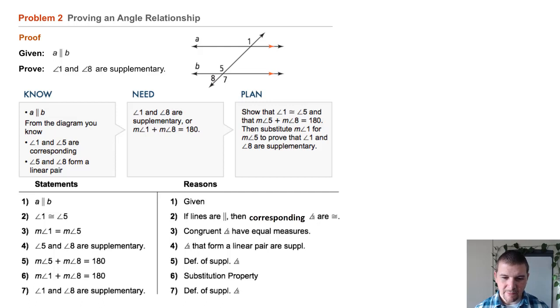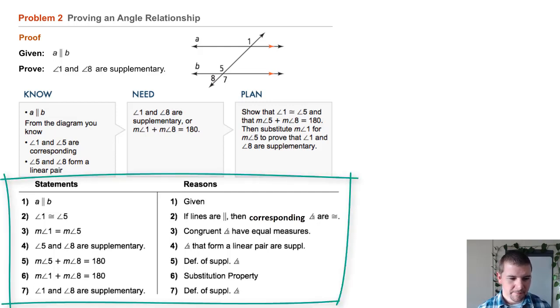So our plan? Well, we can show that angle 1 is congruent to angle 5, and that the measure of angle 5 plus the measure of angle 8 equals 180. Then just substitute the measure of angle 1 for the measure of angle 5, and prove that angle 1 and 8 are supplementary. So here's what our two-column proof looks like.